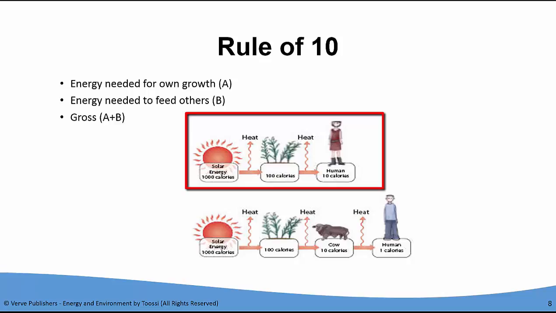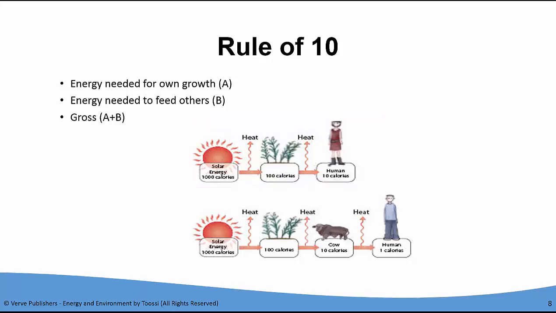Now, if we are a vegetarian, and we consume 100 calories of the plant energy, only 10 calories of that would be used by the humans in making the activities that human being needs. That is metabolic activities and other uses for the energy. So in this case, only 10 calories out of 1,000 calories of the sun is useful to us.